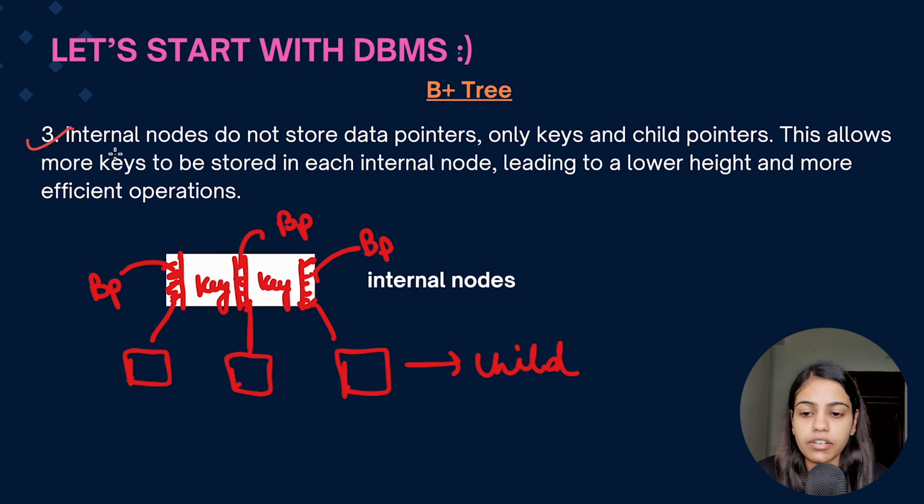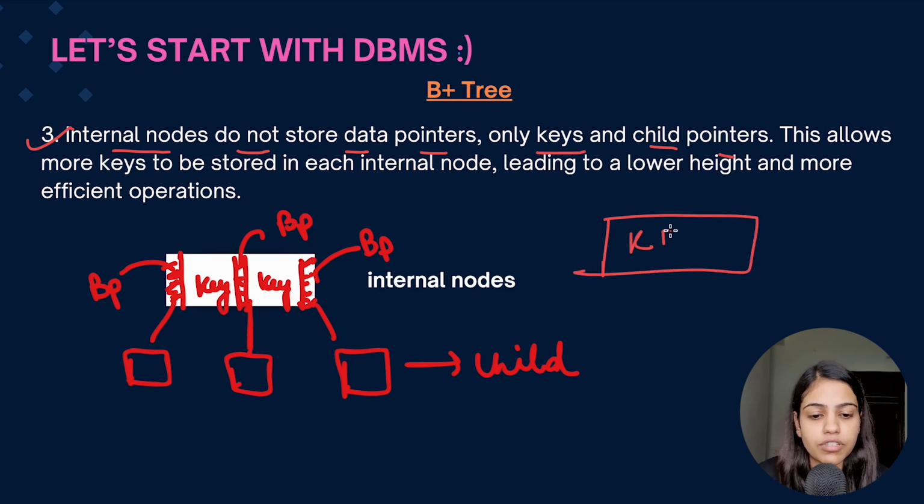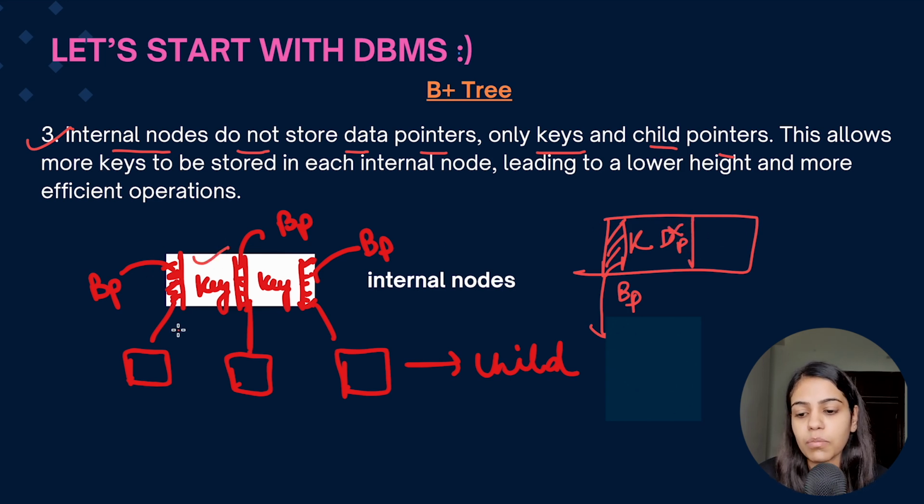Now coming to the internal node. Internal nodes do not store data pointers, only keys and the child pointers. In the B tree, there was a key, there was a data pointer, and then there was a block pointer. But here, in the internal node there is only a key, there is no data pointer present, and there are some block pointers which point to the child nodes. So this is how the internal node is designed in B plus tree.